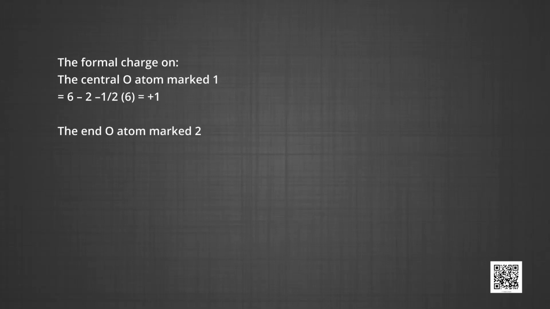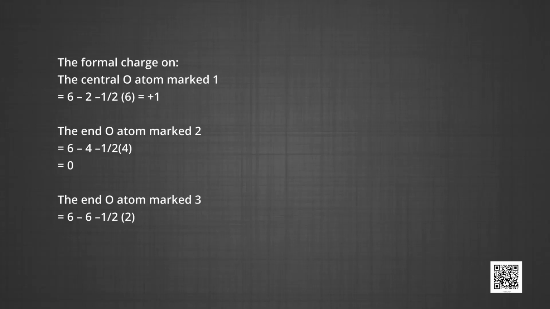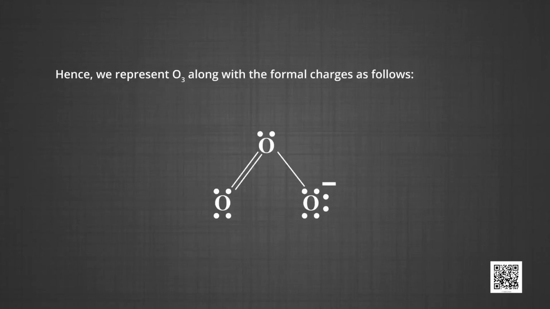For the end oxygen atom marked 2, the formal charge equals 6 minus 4 minus half into 4. It comes out to be 0. For the end oxygen atom marked as 3, the formal charge equals 6 minus 6 minus half into 2. It comes out to be minus 1. Hence, we represent ozone along with the formal charges as follows.